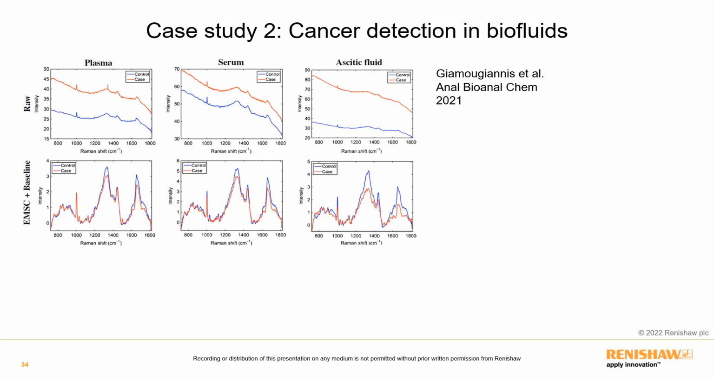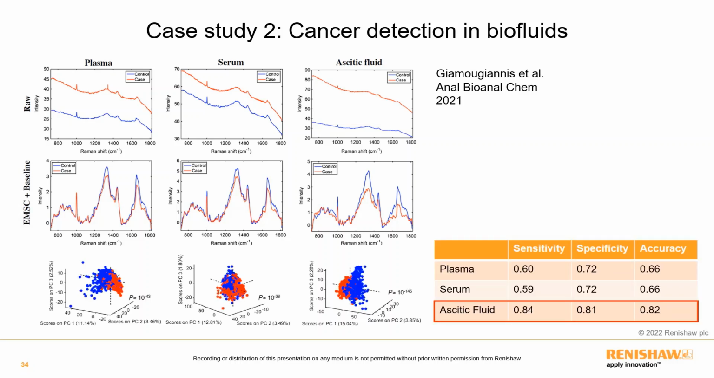PCA-LDA models were built for each of the biofluids to separate ovarian cancer and benign controls. Here we can see the average raw spectra for cancer and control classification groups for each of the biofluids. Differences between the cancer and control spectra can be seen more clearly in the spectra below, which have undergone normalization via the extended multiplicative scatter correction method and baseline subtraction. The scatter plots illustrate the separation of the 2 classification groups by the PCA-LDA model.